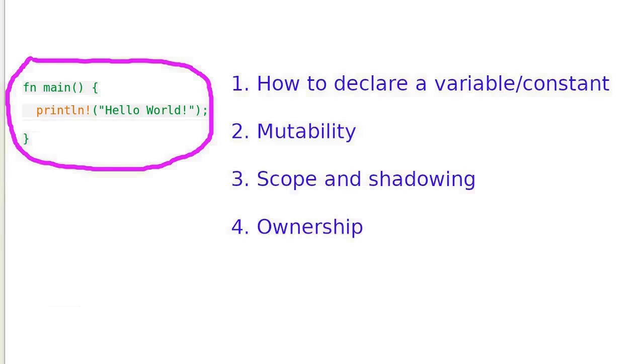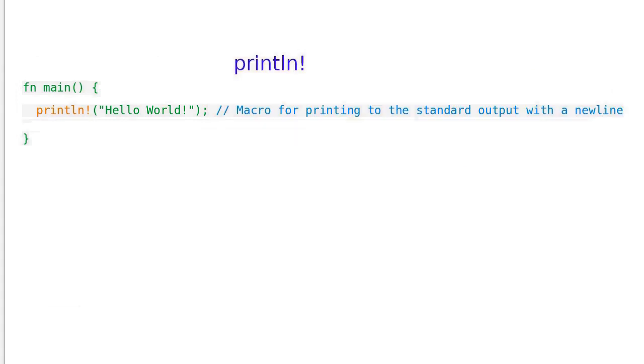On the left is the famous Hello World program for beginners. Please note that println followed by an exclamation mark is not a function. It is a macro. Like functions, macros are a way of reducing the amount of code you have to write and maintain. However, macros can take a variable number of parameters.